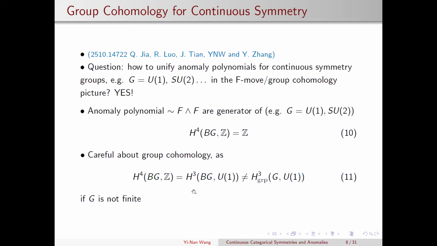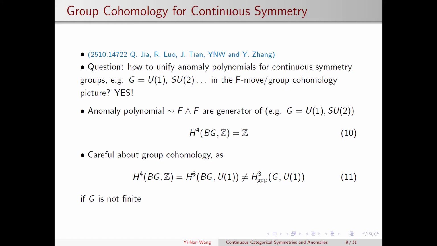However, in general, if G is not finite, then H3(BG, U1) is not the same as the third group homology, H3(G, U1). So when you talk about the Lie group, group homology and the BG thing for a Lie group, you have to be extra careful about what you are really defining, because you cannot naively use these relations as you are accustomed to in the finite group case.